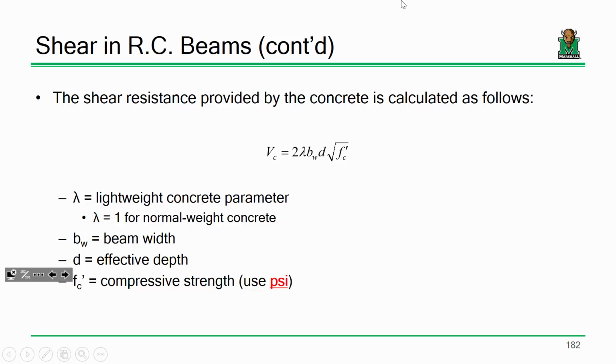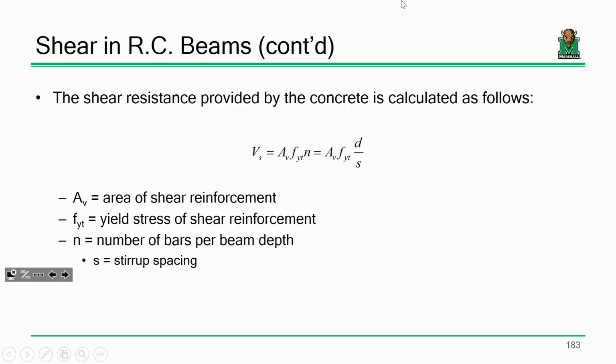D is the effective depth, from the top of the beam to the tensile steel, and square root of f'c. Remember, square root of f'c, put in PSI, get out PSI. So don't forget that. And then our lightweight aggregate factors. That's pretty straightforward.